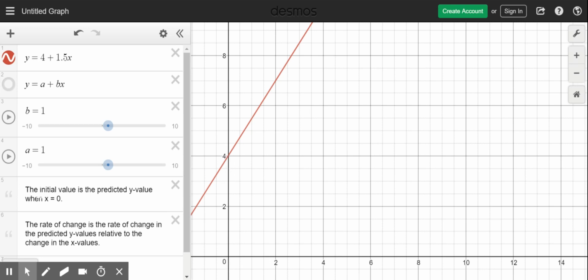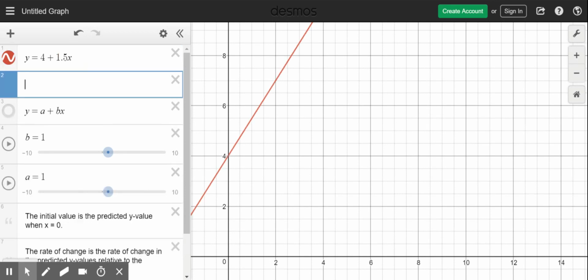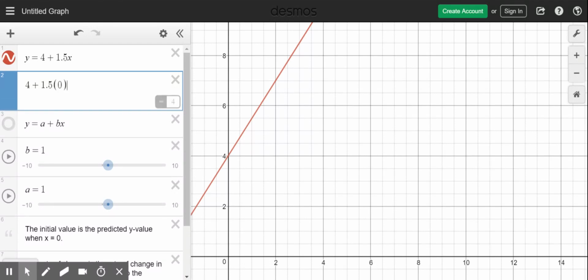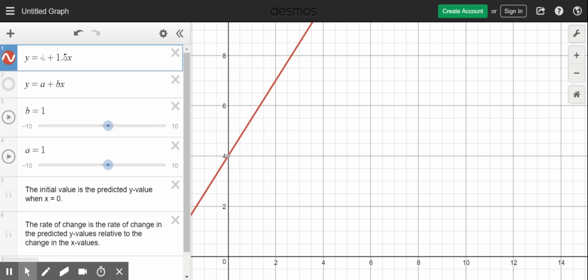So here I have the definition of it. The initial value is the predicted y value, because remember, we're using these lines to make predictions, when x is equal to 0. So here's x equals 0. I go up, and right where the line hits is at y equals 4. And it is exactly this constant in our equation. This makes sense, because if x is equal to 0, and you plug it in here, 4 plus 1.5 times 0, you of course just get 4, because this is 0. Okay, so that's my initial value.